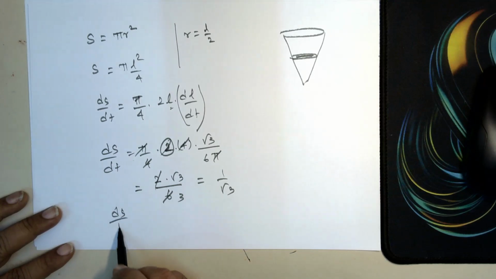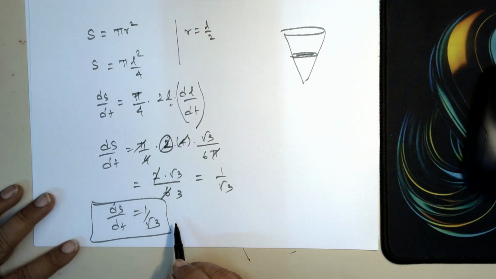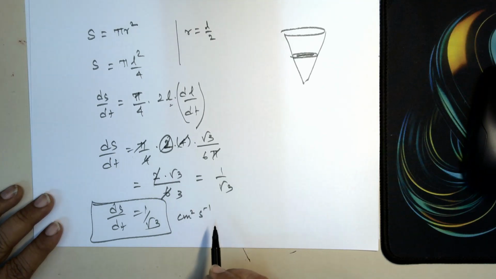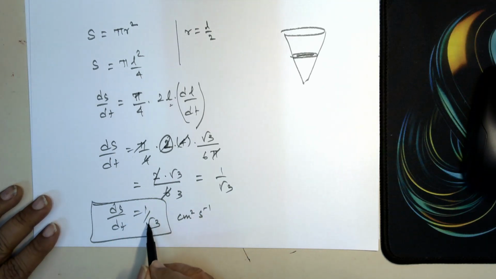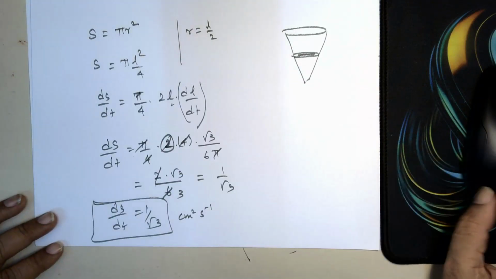So dS by dt will be 1 by root 3. Now what is the unit? Centimeter square per second. So either you can have this as 1 by root 3 or you can put root 3 by 3.